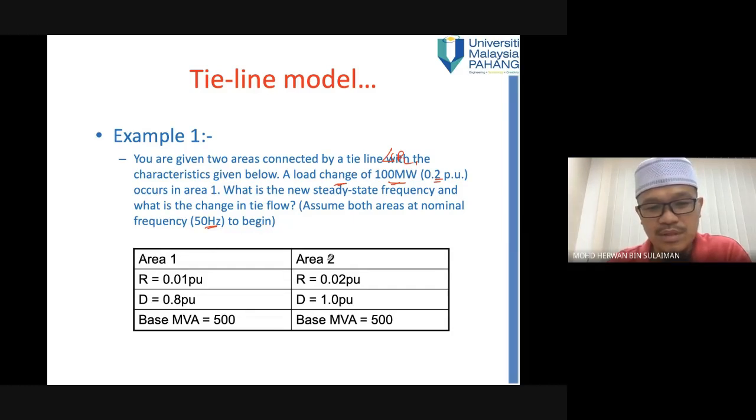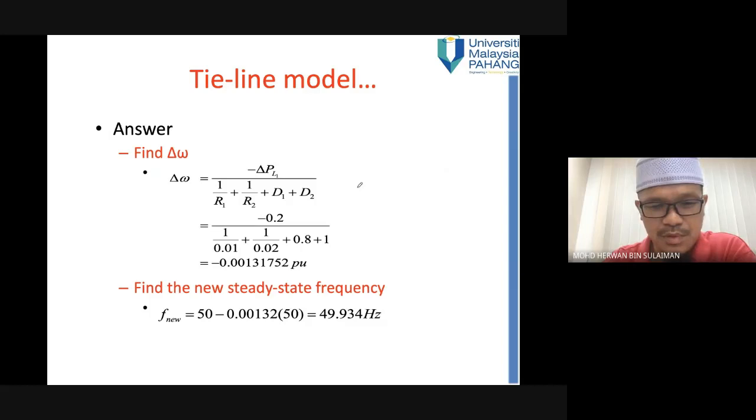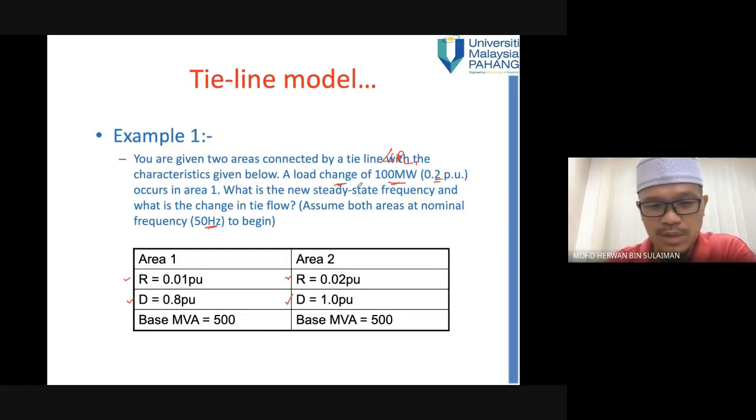So we have area 1 and area 2, where R1 equals 0.01 per unit, R2 is 0.02, D1 is 0.8 per unit, D2 is 0.1 per unit, and both have a similar base, 500. So 100 divided by 500 is 0.2 per unit. First we need to find our delta omega, the steady state frequency. And also you need to find the change in tie flow, so we need the delta Ptie.